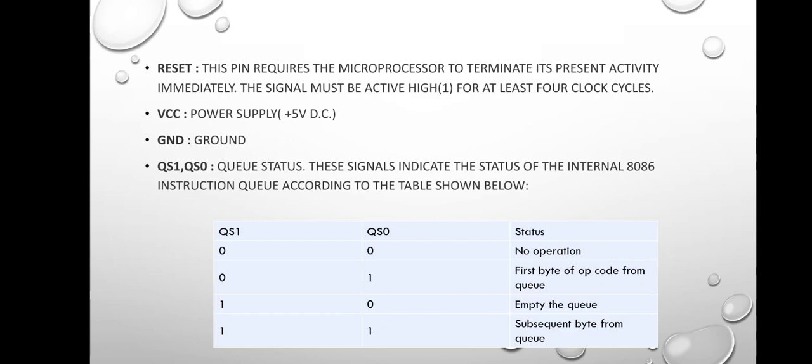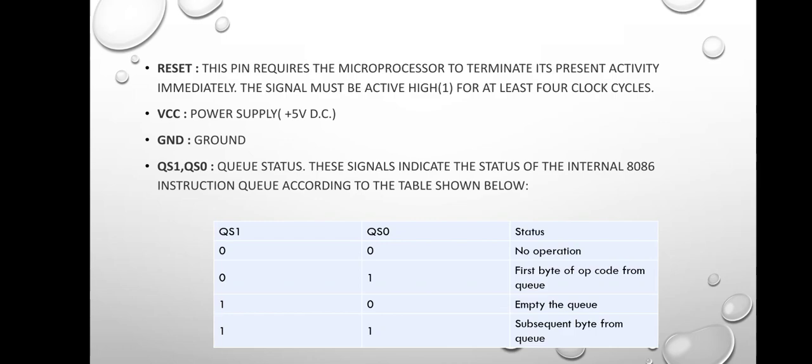And another one is VCC. Here we have to give a plus 5 volts DC power supply, and GND means ground. And another one is QS1, QS0. Here QS1, QS0 are the queue status. These signals indicate the status of the internal 8086 instruction queue according to the table shown below. QS1 and QS0 are used to show the status of the internal queue.